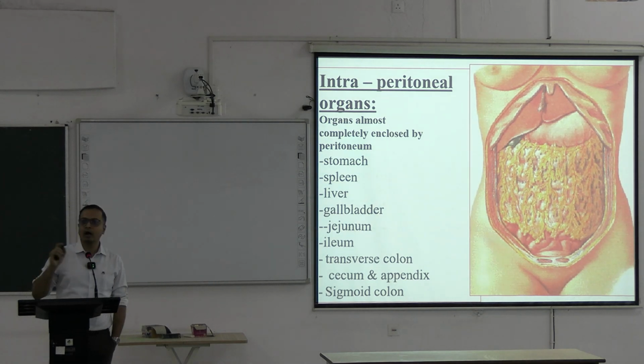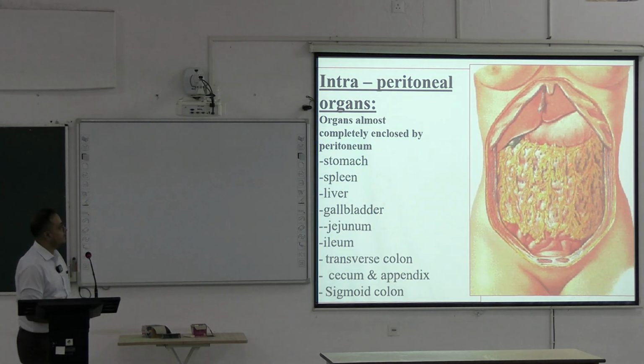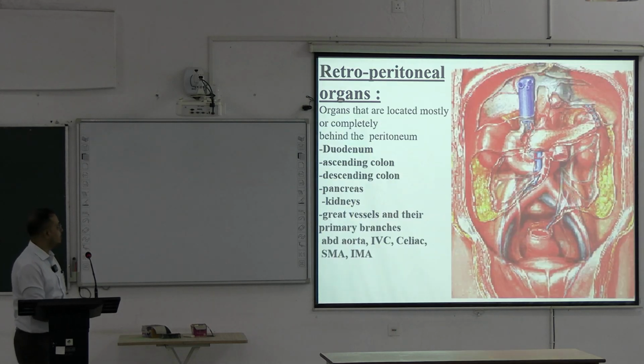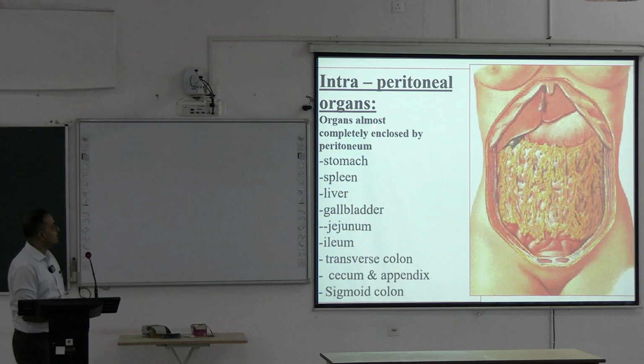So, there are two entities how we can divide this particular abdominal organ. Either the peritoneum or this particular visceral layer is covering the organ completely, or the organ is lying behind the peritoneum. So, the organs may be either retroperitoneal organs or intraperitoneal organs. Completely covered by the peritoneum are the stomach, spleen, liver, gallbladder, jejunum, ileum, transverse colon, cecum, appendix, and so on. So, we call them intraperitoneal organs.